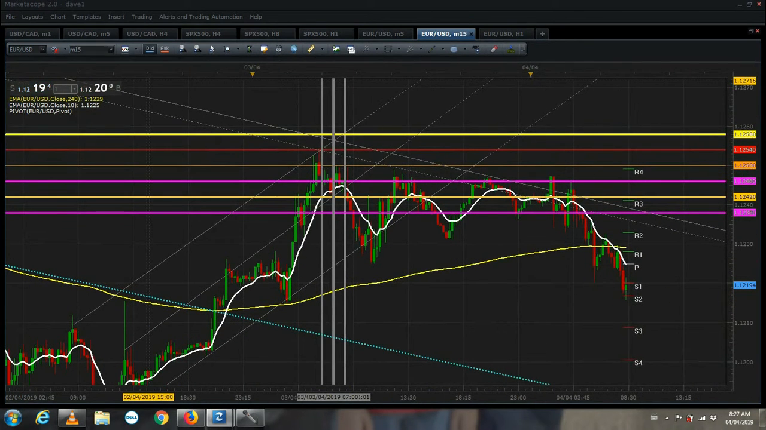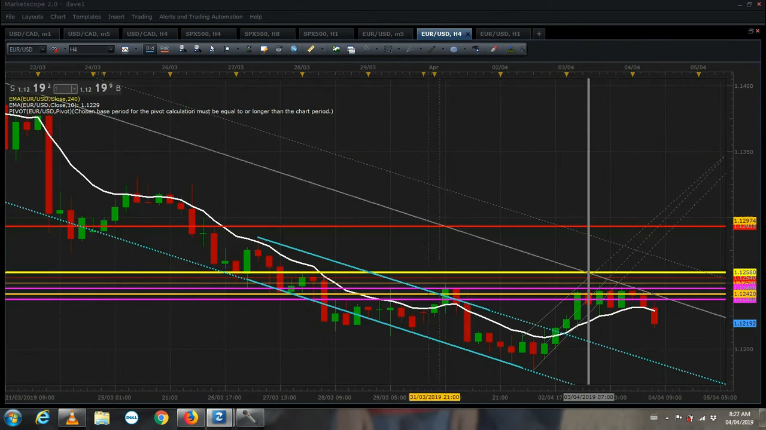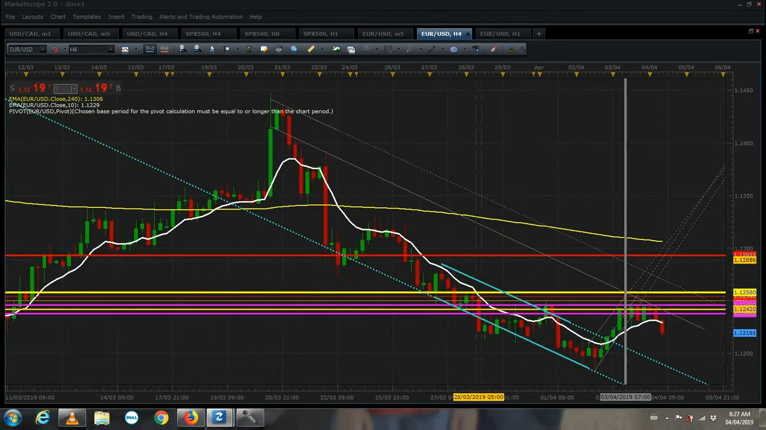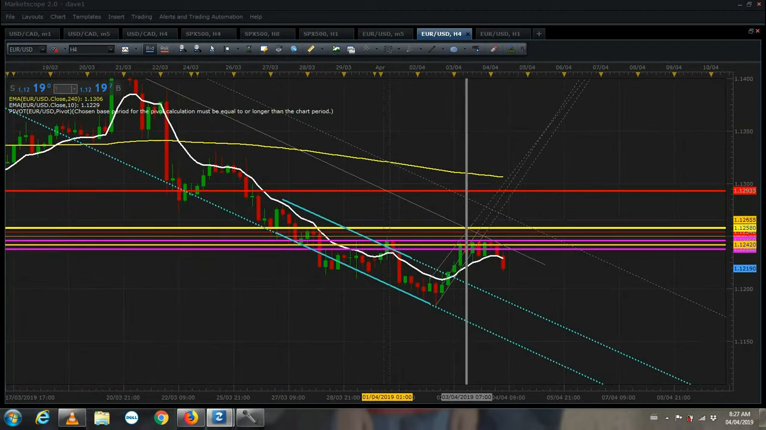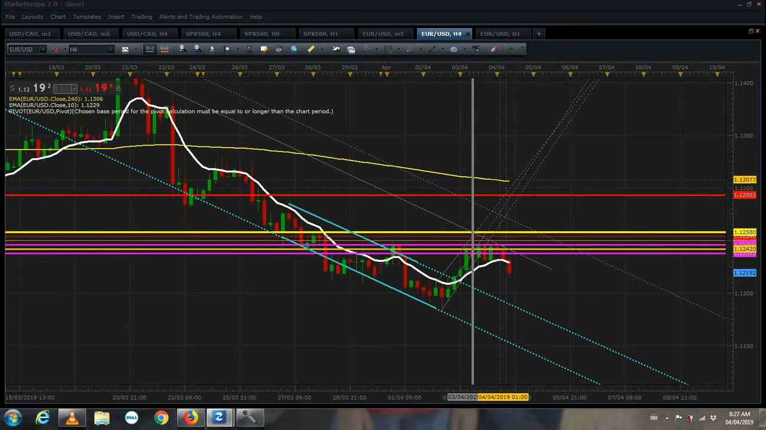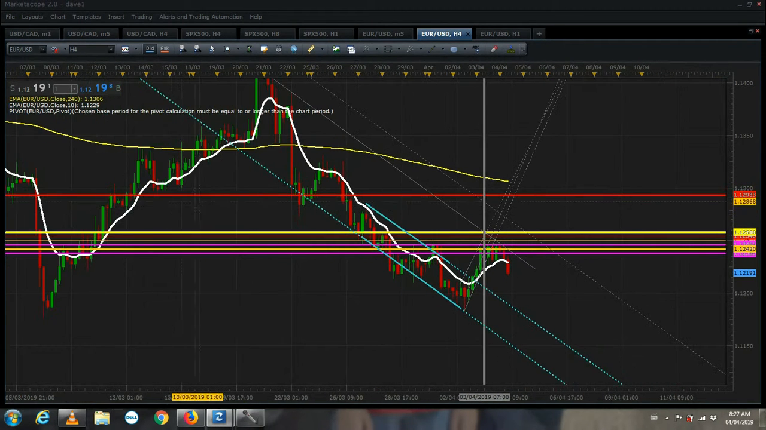So it did break out of the channel. It stayed within the bigger channel, and this is what we drew yesterday. So it's still in this downtrend between these blue lines, and it's kind of rolling over. Realistically, this price point wants to move up to this 240-day moving average.